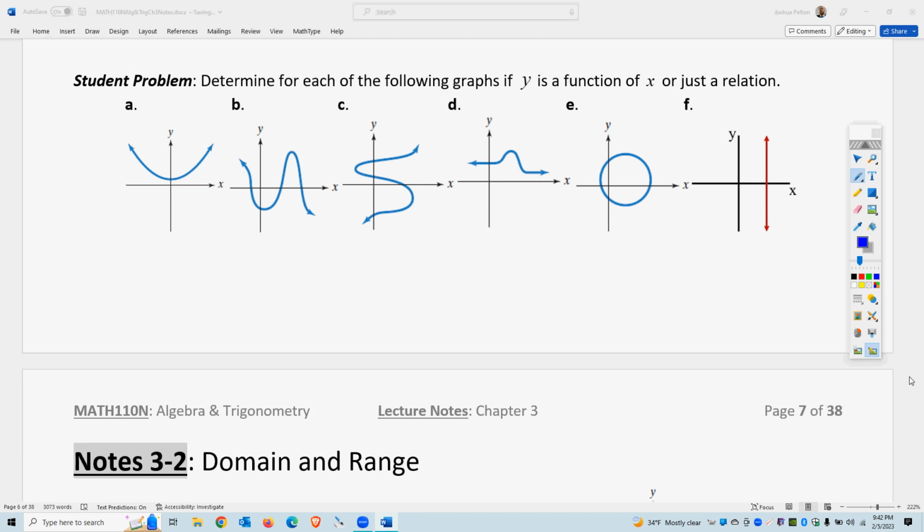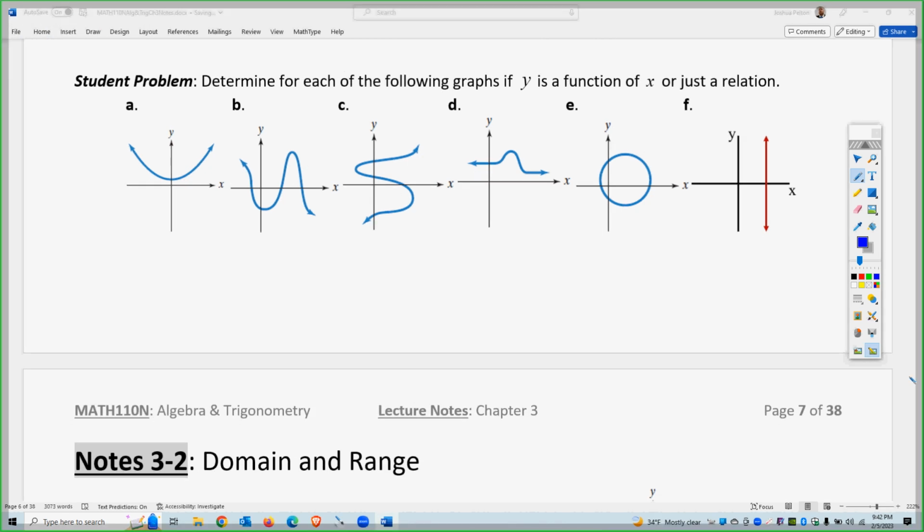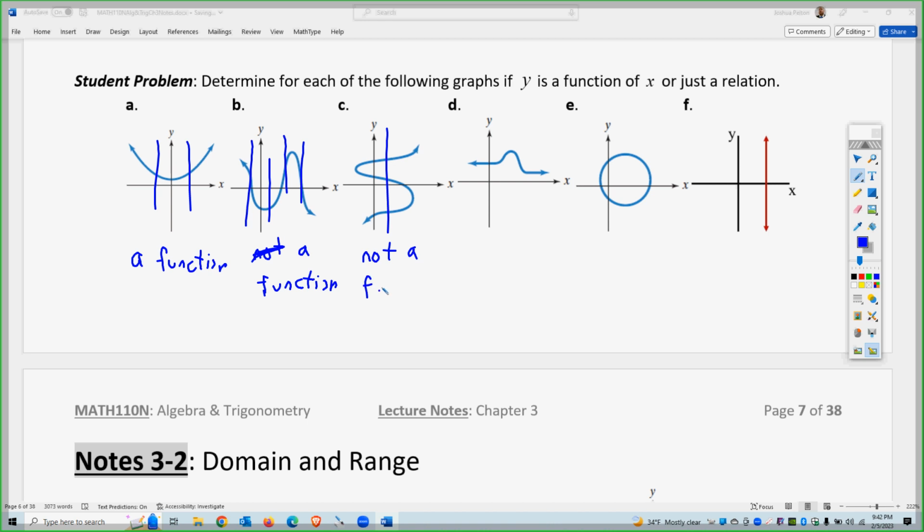Okay, so let's go through these. So the first one is a function, because no matter where I draw a vertical line, it passes, right? The next one is not a function. Oh, actually, no, that is a function. I'm sorry. It kind of looked like it was not, but I'm good. No matter where I draw one, I'm only hitting it once, so I'm good. This one's not a function. That was the one I was looking at. Not a function.